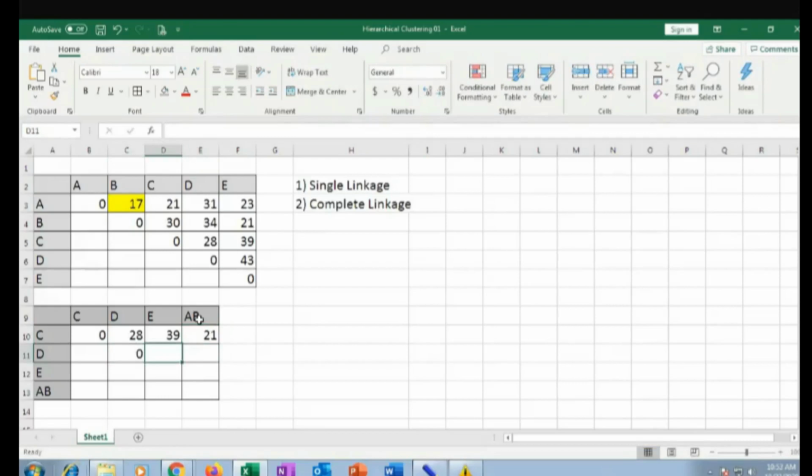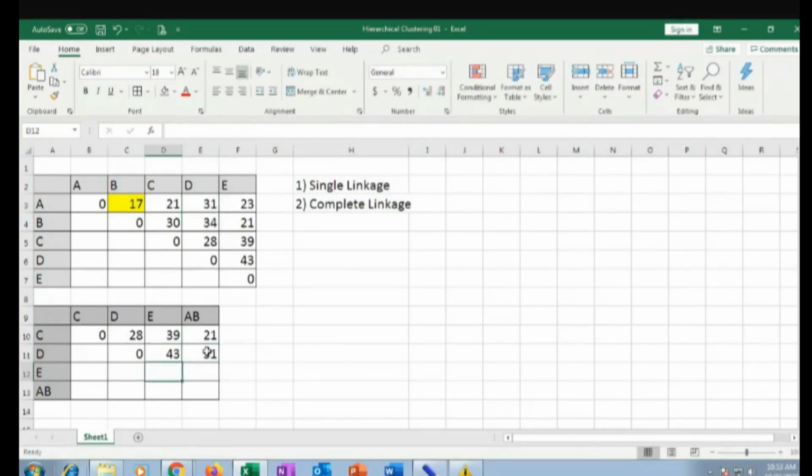Then D to D is 0. D to E is straightforward, D to E is 43, so you will copy down 43. Then D to AB. D to A is 31 and D to B is 34, so you will select the minimum of this, which is 31.